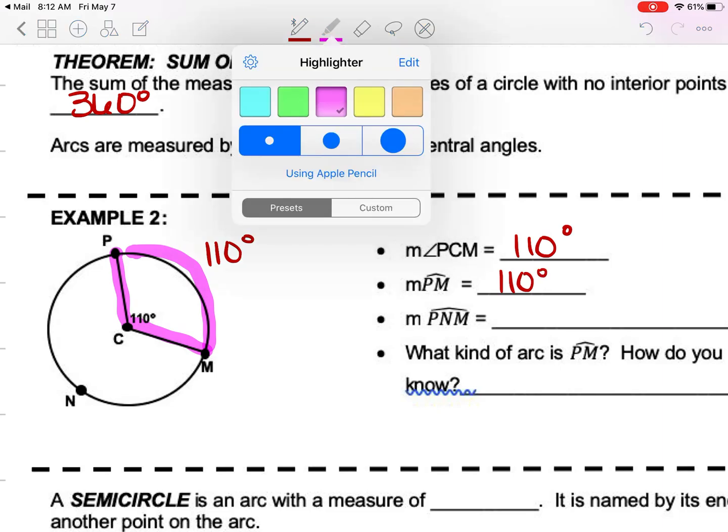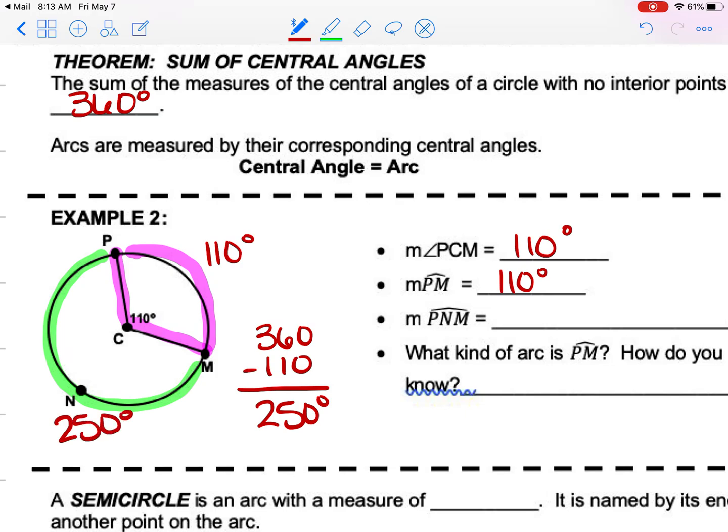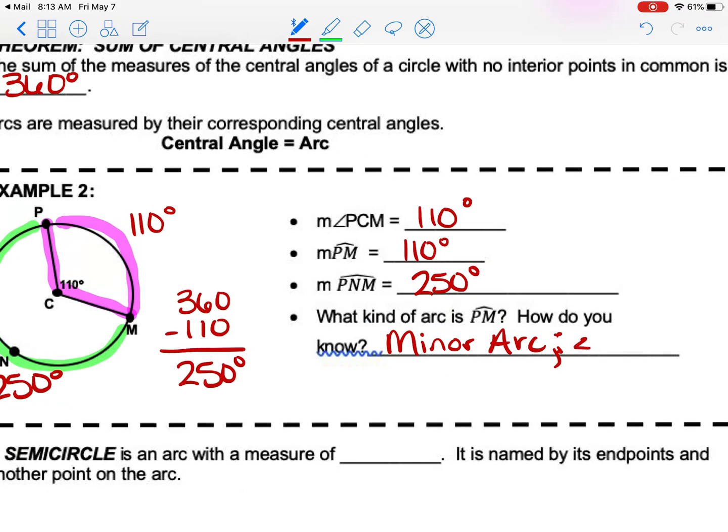The other direction, we would think, well, we know an entire circle equals 360, so we could take the 360 and take the 110 away from it, and that would give us 250, and that's what our major arc would equal. So PNM, if we connect P to N to M, that would equal 250. Then it says what kind of arc is PM? Well, it has 2 letters. That's kind of a given right away. We can see the measure is less than 180, so it would be a minor arc. And it says, how do you know? Well, we would say because it is less than 180 degrees.